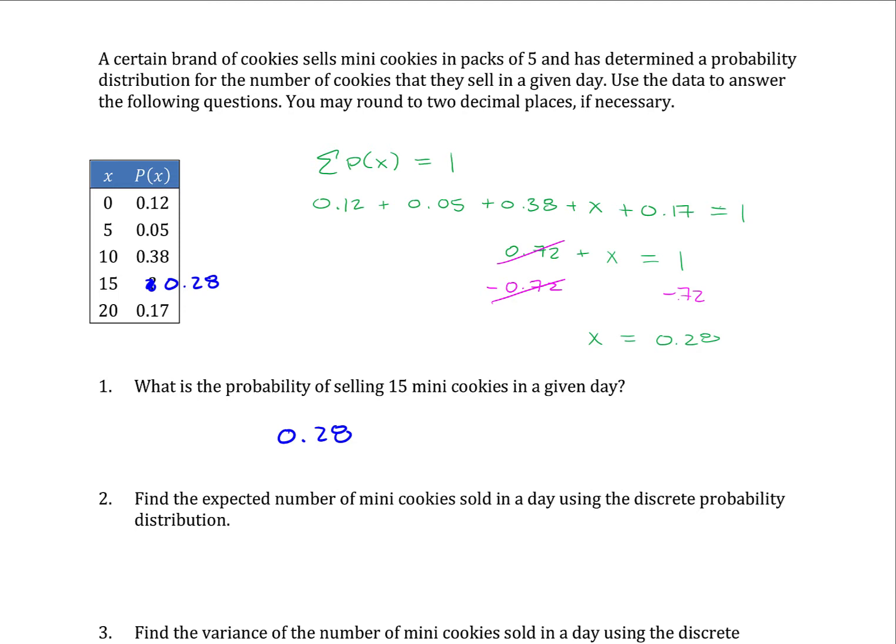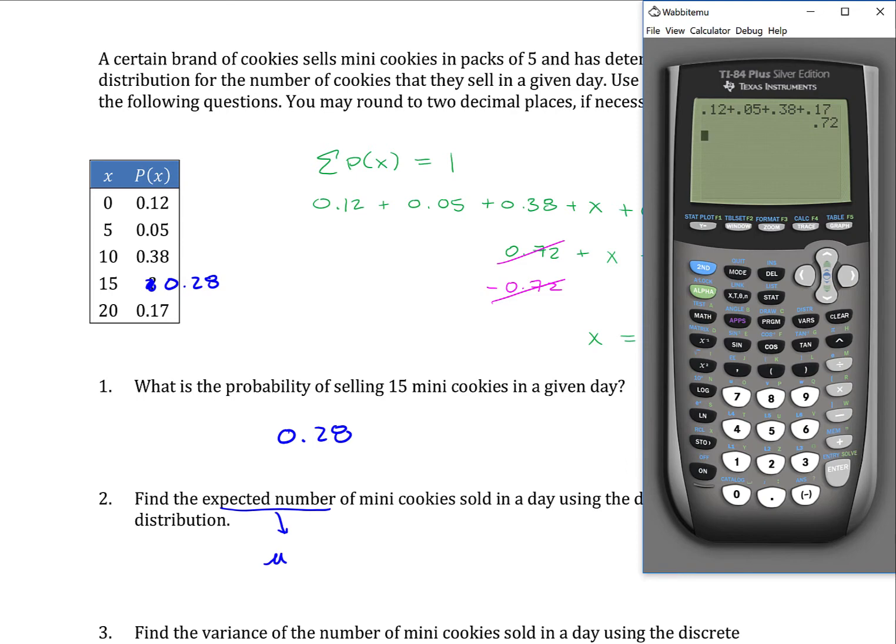Find the expected number of mini cookies sold in a day using the discrete probability distribution. The expected value of a probability distribution is equal to its mean. So effectively what we're being asked to do is to find the mean of this distribution. In order to do that, we will take advantage of the calculator using OneVarStats. I have grouped data, and I need to input all the data into 2 separate lists, the values of the random variable x into L1, and the probabilities into L2.